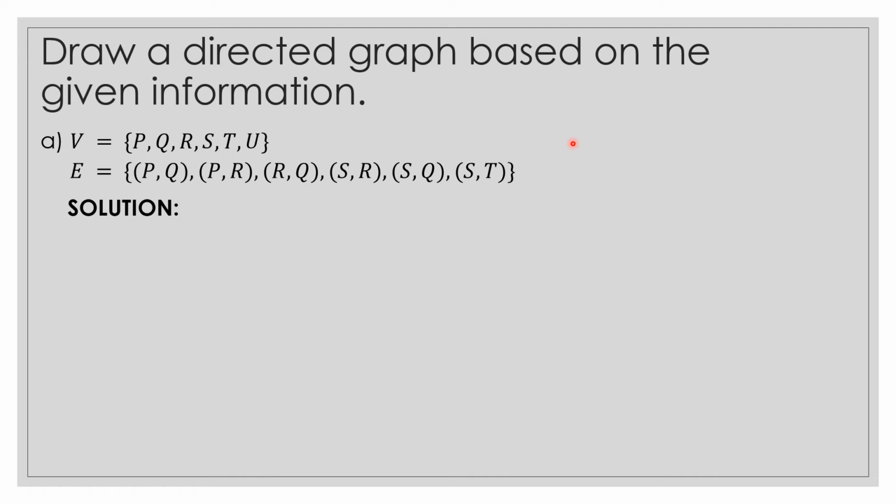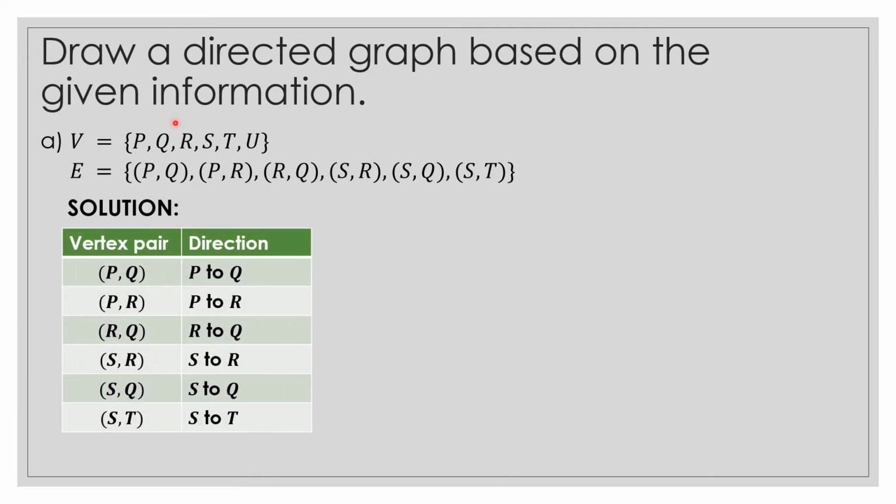Let's see how to draw a directed graph based on the given information. The information given here is V: you have P, Q, R, S, T, U. So you have 6 vertices, and the edges you have 1, 2, 3, 4, 5, 6, so 6 edges. The question is to draw a directed graph. First, you list out the vertex pairs and the directions. You have 6 vertex pairs since you have 6 edges. For example, for the first vertex pair PQ, it means that the direction must be from P to Q. And the third one, RQ, means that the direction must be from R to Q.